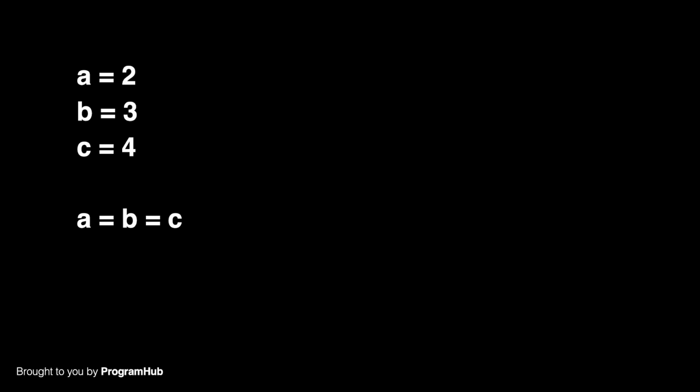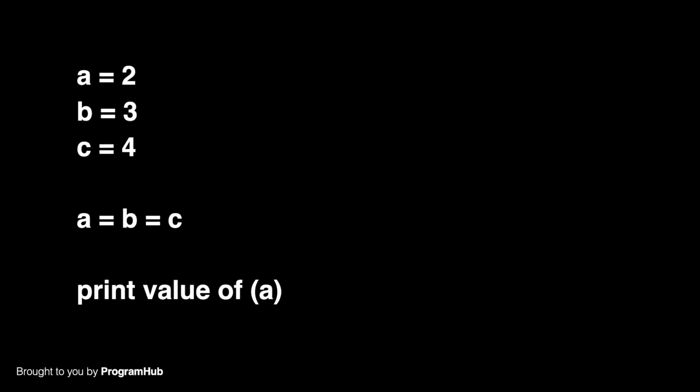And now there is the processing, that is a is equal to b is equal to c. This is the processing that we are doing: a is equal to b is equal to c. And now finally I'm trying to print the value of a. So what would be the value of a over here?